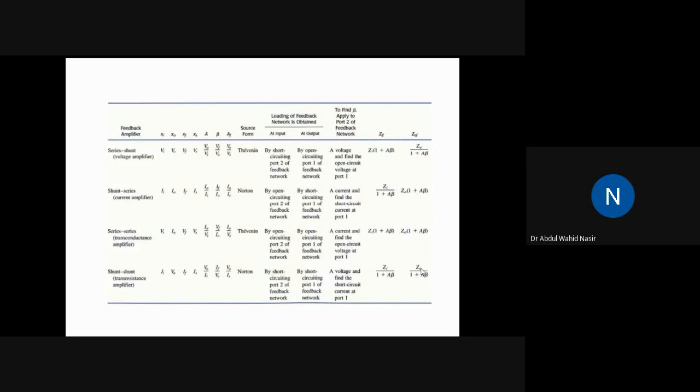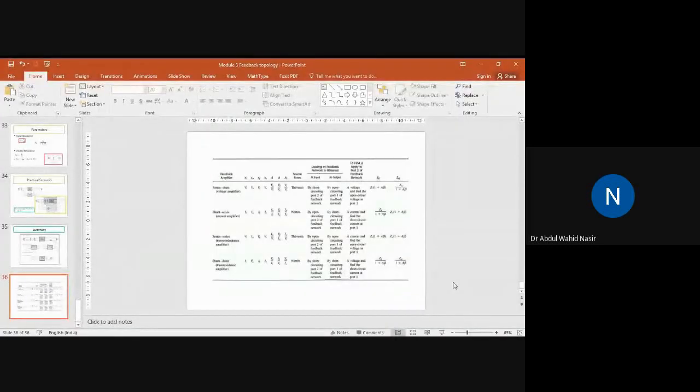Clear? So this is the discussion and analysis of the different feedback topologies. Any issues, you can ask me. Go through these videos and notes, and if you find any issues, feel free to ask.